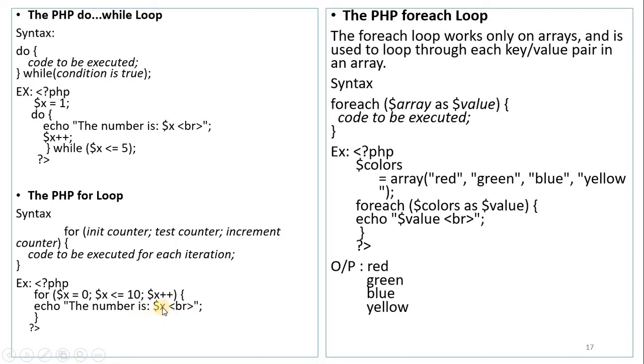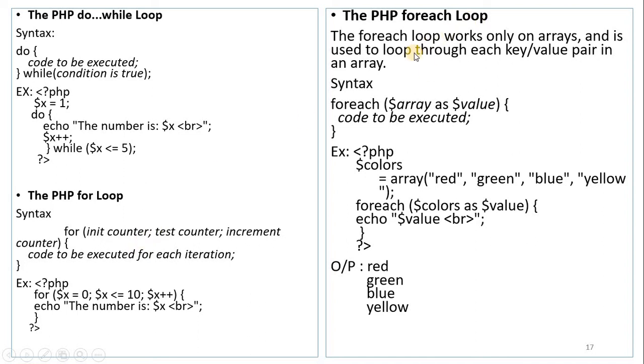So next x is incremented by 1, so 1 is less than or equal to 10, satisfies, and the number is 1, it will be printed. So like that it goes on incrementing until x is equal to 10. So x is less than or equal to 10, which satisfies, so the number is 10, it will be printed. So x plus plus again incrementing, so x value will become 11, which doesn't satisfy, it comes out of the loop. So this is a PHP for loop.